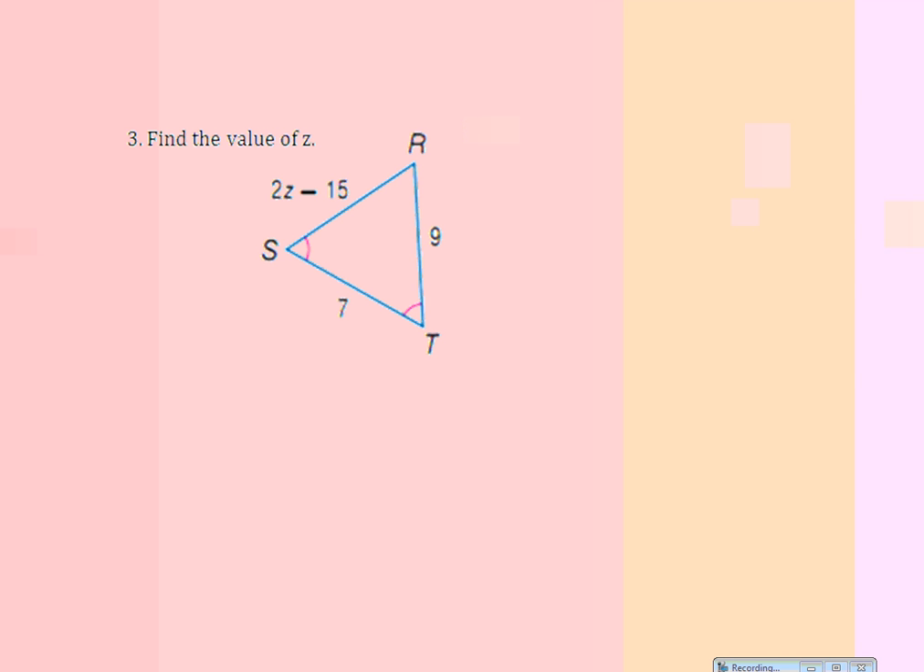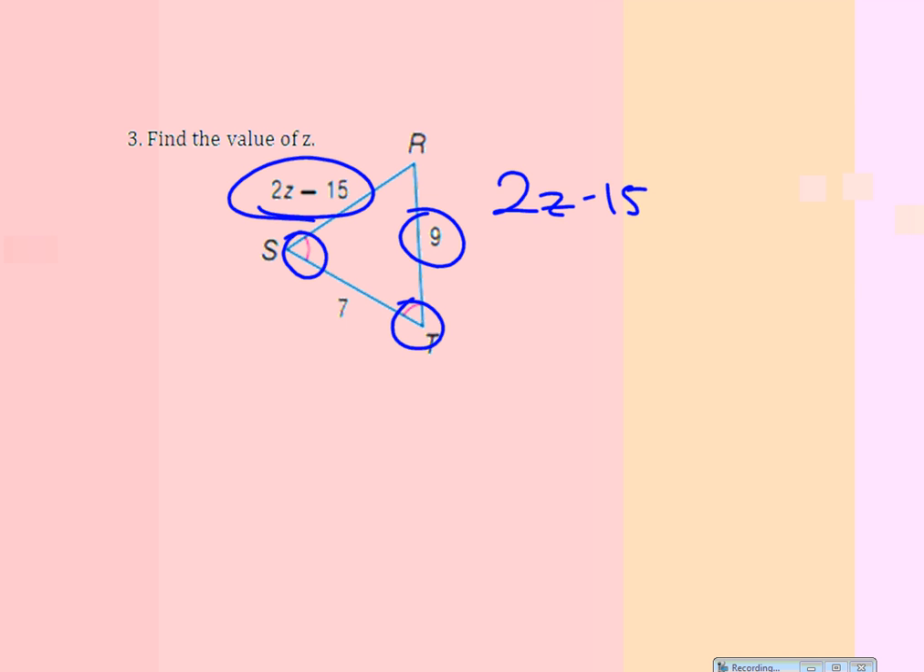So now take a look. This is another isosceles triangle. I know that because two of the angles are congruent. Anytime two of the angles are congruent, two of the sides have to be congruent. So that's by isosceles. So that means 2z minus 15 is going to be equal to 9. Once I add 15 to both sides, 2z is going to be 24. Z is going to be 12.